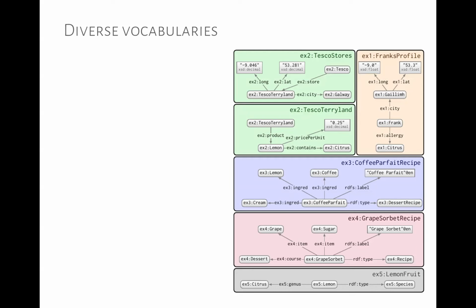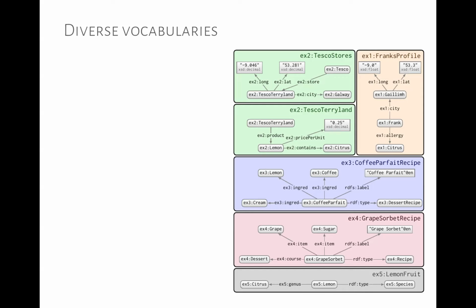We have a recipe website, example 3. It describes a coffee parfait recipe. What are the ingredients, how to make it? And then we have example 4, a different recipe website, which has a grape sorbet recipe. And then we have site number 5, which describes the biology of lemons as a fruit and that it contains citrus.